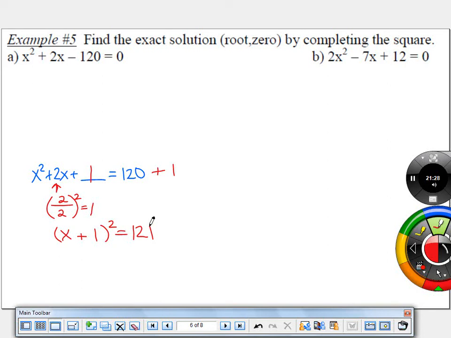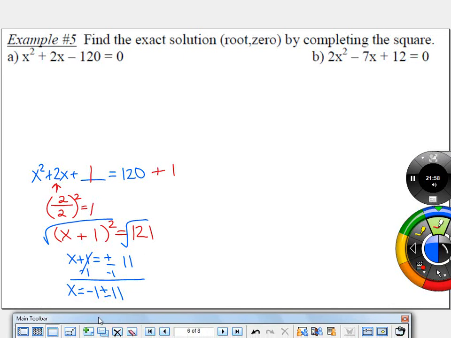I can solve this by taking square roots. So I'm going to take the square root of both sides. I'm going to get x plus 1 equals, remember I'm going to include plus or minus because I had an unknown thing underneath the radical, so I don't know if it was negative or positive when someone squared it to get this number. 11. I'm going to subtract 1 from each side and pay attention to what that means. That means you have negative 1 plus or minus 11, and you have 2 calculations to do to finish this problem. Negative 1 plus 11 is 10, and negative 1 minus 11 is negative 12.